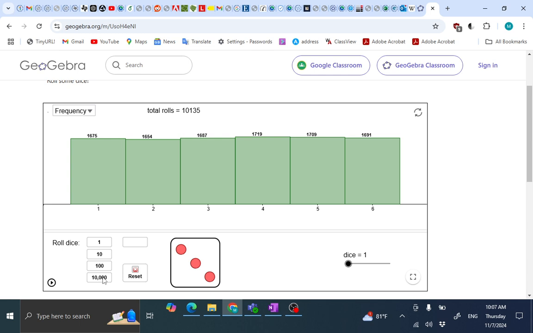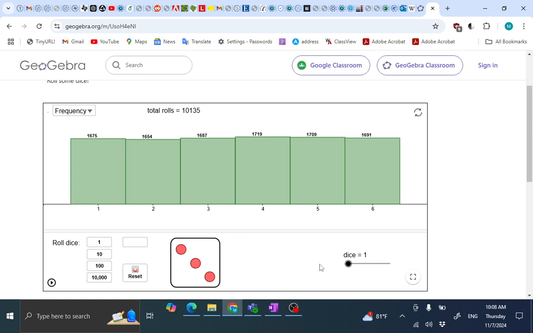So here we see that we have thrown this thing 10,135 times. It is cumulative. You see that the number of times things come out, they become the same. They are not identical, but they're close to each other. The maximum we see here is 1719, and the smallest one is 1654. So there is a gap of about 65 from here to there, but they kind of leveled off.